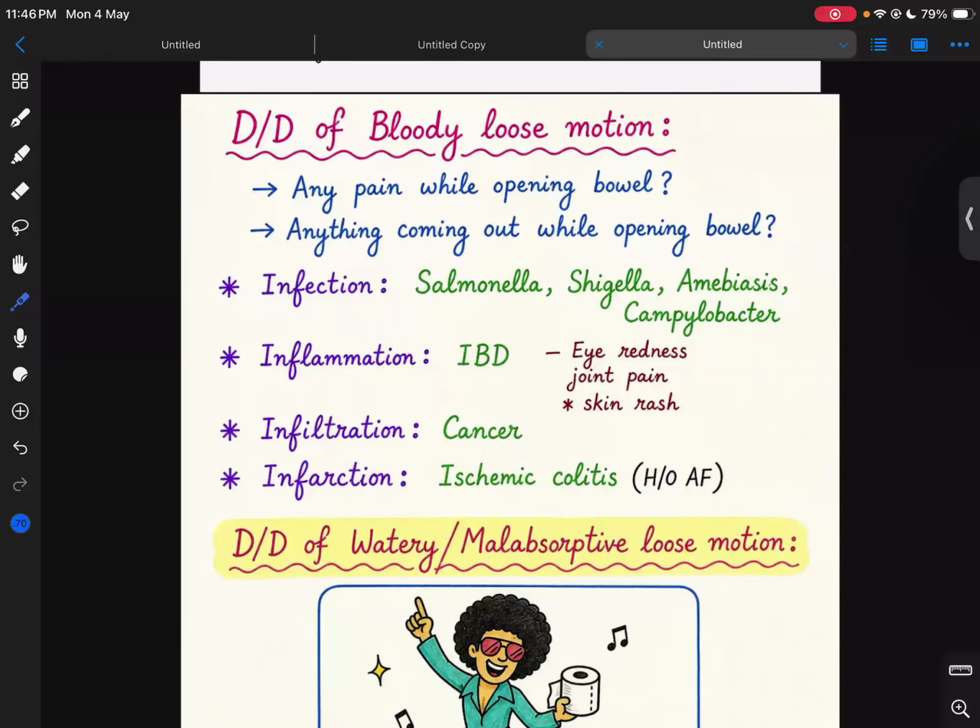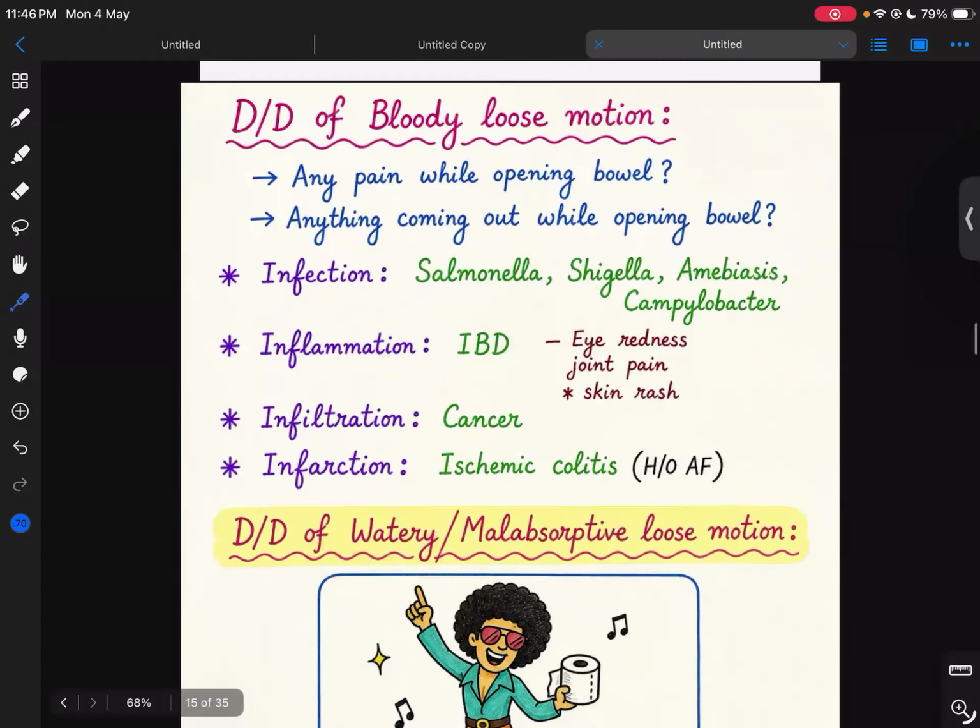Yes, Dr. Malik has asked about HIV, TB. HIV and TB are considered a form of infection, doctor. So under this category of infection, we have covered HIV, TB, Salmonella, Shigella, all of them. But HIV or TB will not manifest as bloody loose motion. They will manifest as watery loose motion.